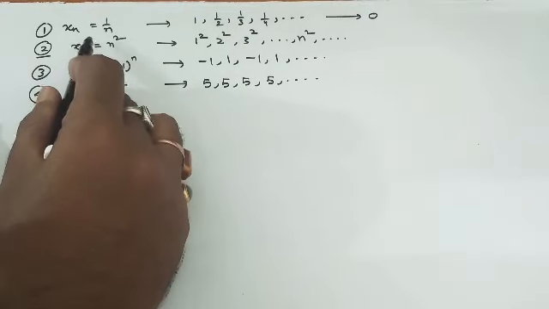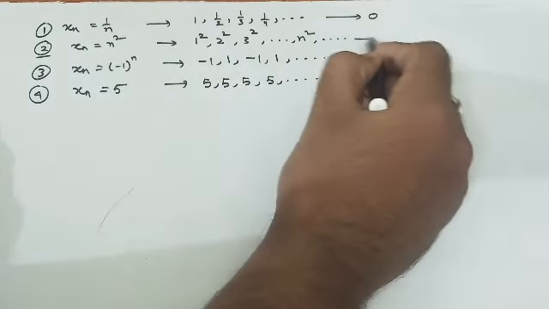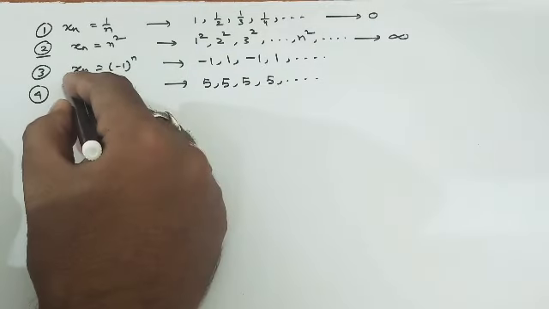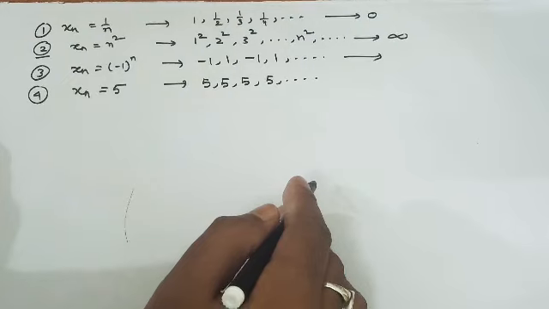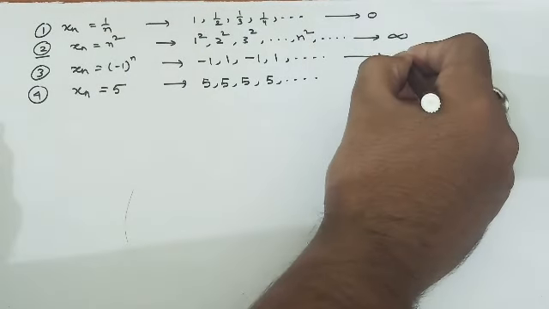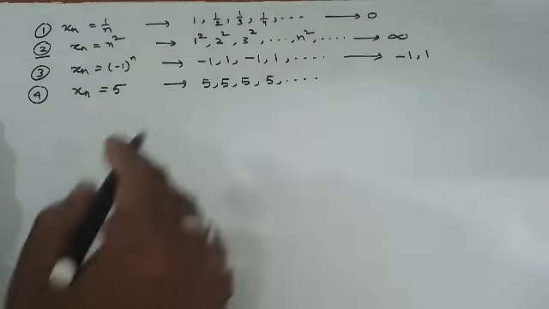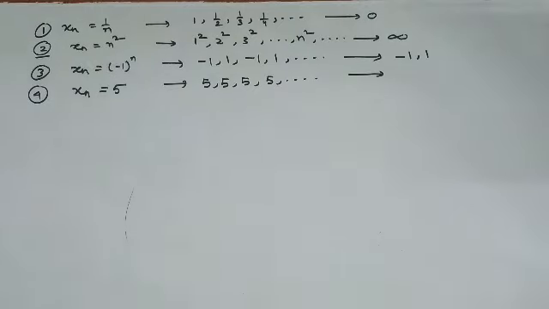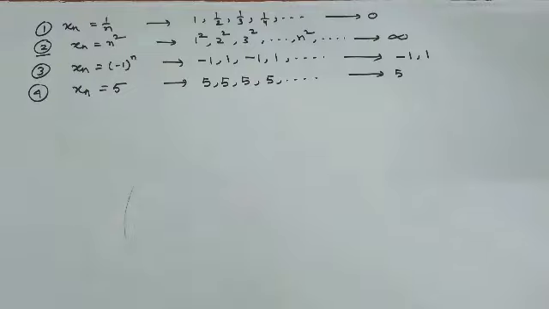But in this case the terms are getting larger and larger, so it just simply blows up, that is, goes to infinity. But in the third example, for different values of n, you have this sequence fluctuating between minus 1 and plus 1. But here, whatever value you put, you are always going to get 5. So these are 4 types of sequence.